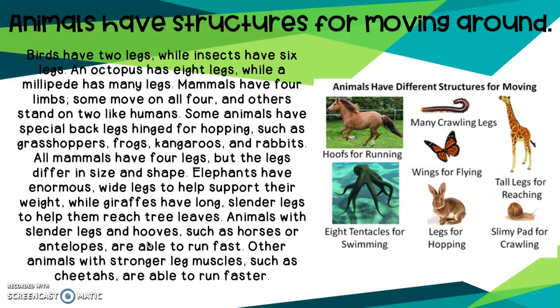Elephants have enormous, wide legs to help support their weight, while giraffes have long, slender legs to help them reach tree leaves. Animals with slender legs and hoofs, such as horses or antelopes, are able to run fast. Other animals with stronger leg muscles, such as cheetahs, are able to run faster.